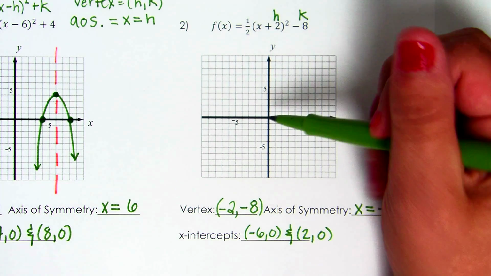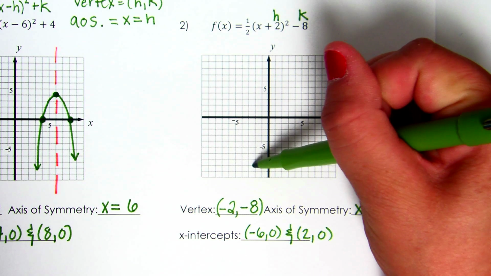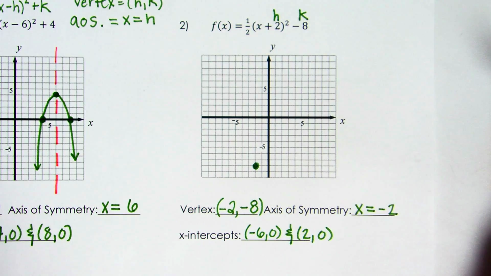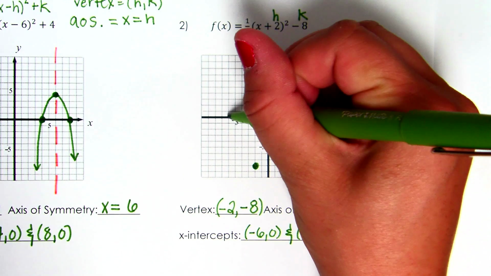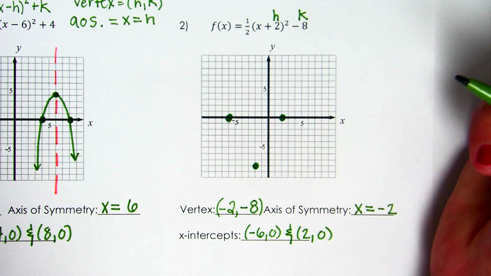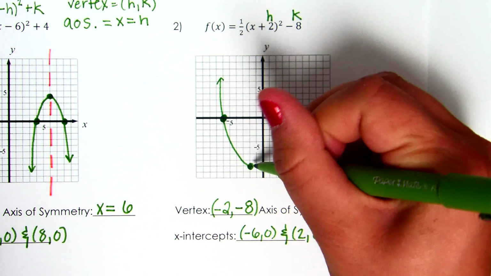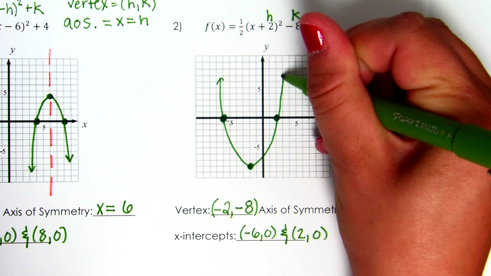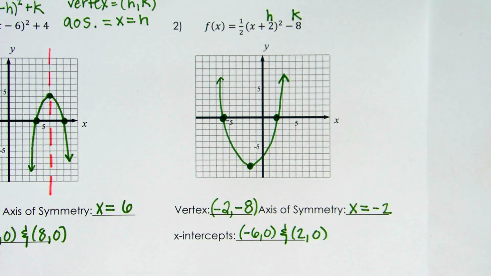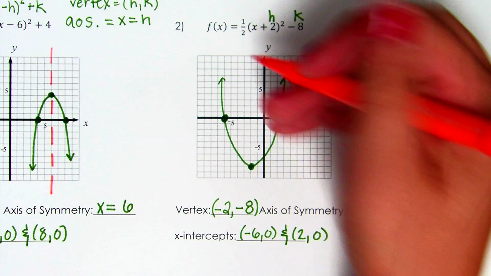And now I'm going to graph. (Negative 2, negative 8) is my vertex. (Negative 6, 0) for one x-intercept, and (2, 0) for the other. And then I connect them to look like a U. And then a vertical line for my axis of symmetry at x equals negative 2.